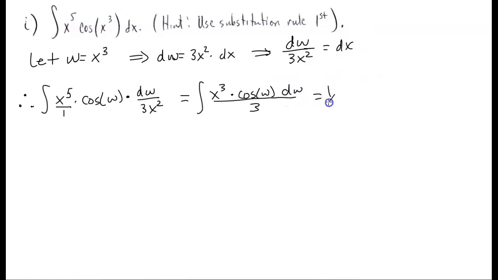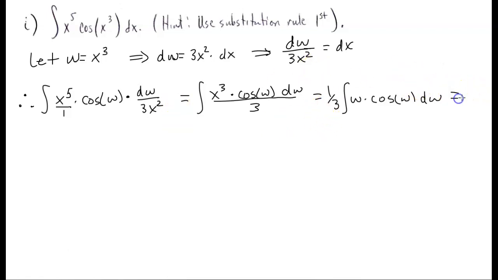And here we'll go ahead and factor out the 1/3. And remember here that x cubed, we don't want this here, but remember that x cubed is indeed w. So we could replace that with w times cosine of w dw. And so we see by using the substitution rule, we still have to do integration by parts, but we're only going to have to do it once because we have it in this form.